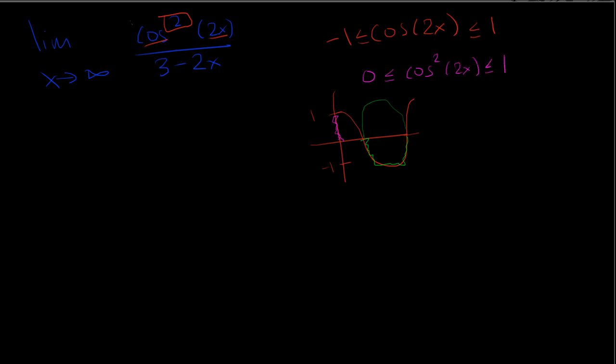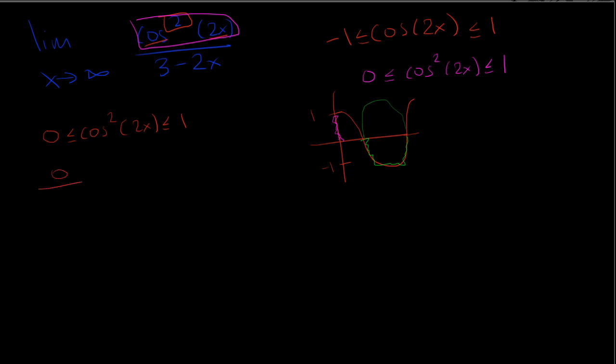Okay, and so the top of the fraction is satisfied. And now all that's left to do is to divide by 3 minus 2x. So let's write that. So I have 0 is less than or equal to cosine squared 2x less than or equal to 1. I'm going to divide everything by 3 minus 2x.